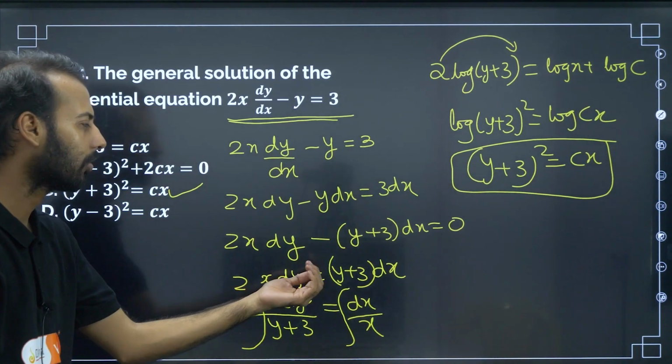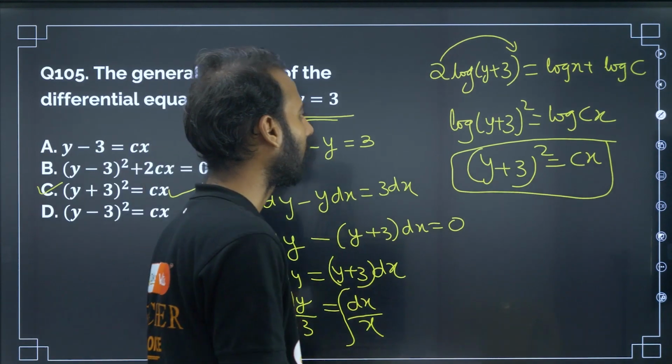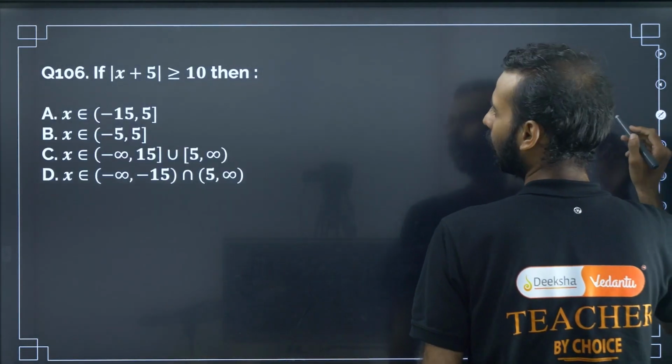So in the previous method also we will get the correct answer, but there we are having a root, and again we have to square. It happens in differential equations, so be careful. Next, moving on to the next question.